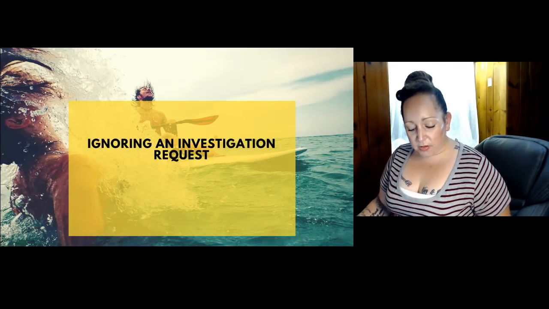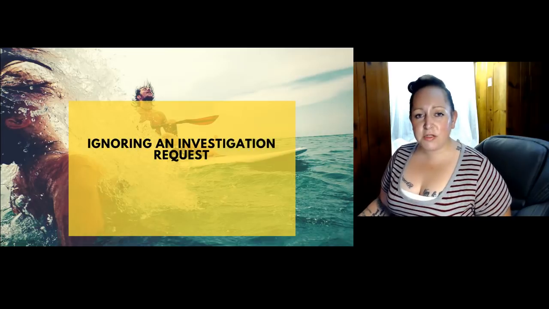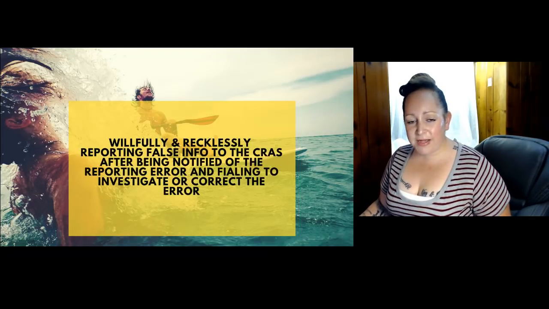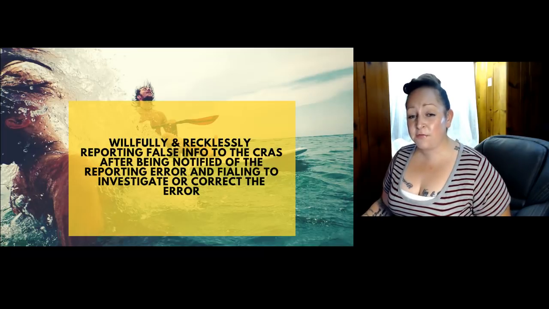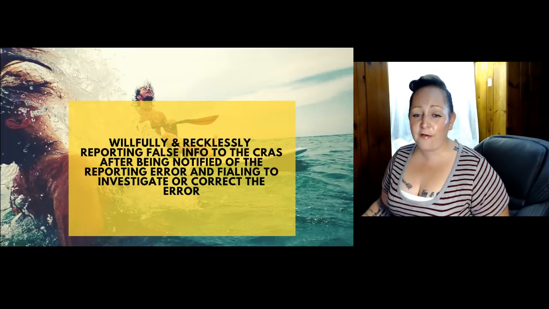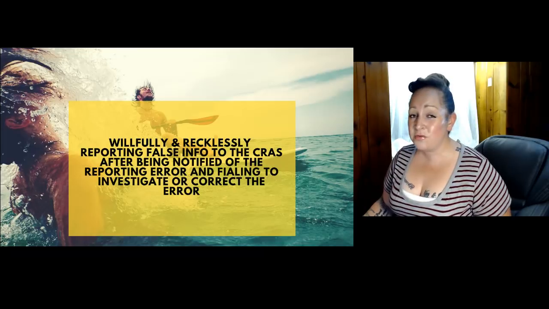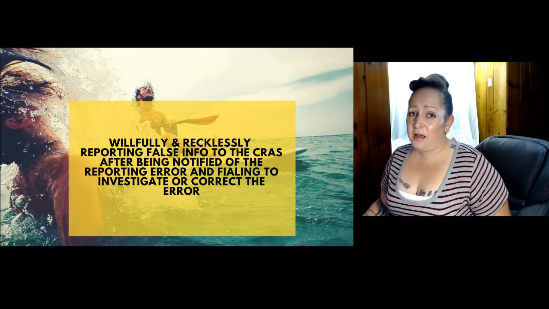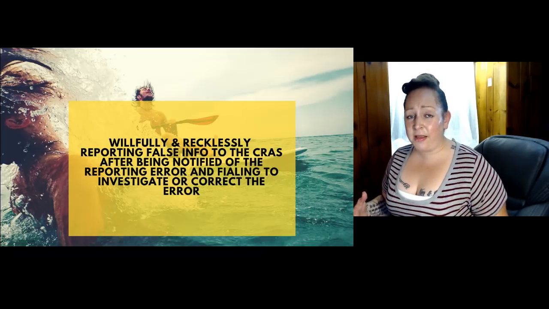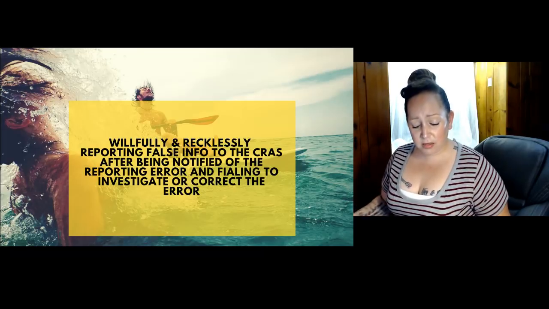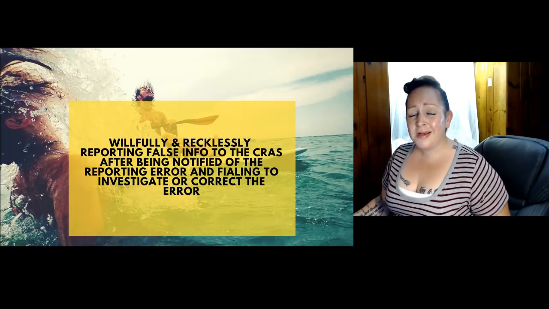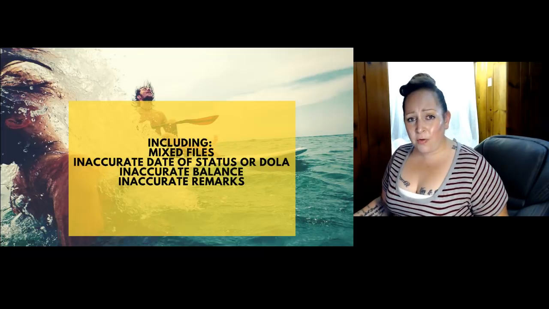So ignoring an investigation request, they do it all the time. Must move past that one. Willfully and recklessly reporting false info to the CRAs after being notified of the reporting error and failing to investigate or correct the error. They do it all the time. I'm sure you've seen it. You actually need to do something about it. Like, you need to take this and make a CFPB complaint or something. I mean, if you don't know about it, you can't do anything about it.